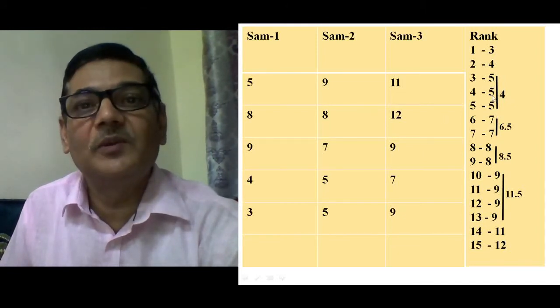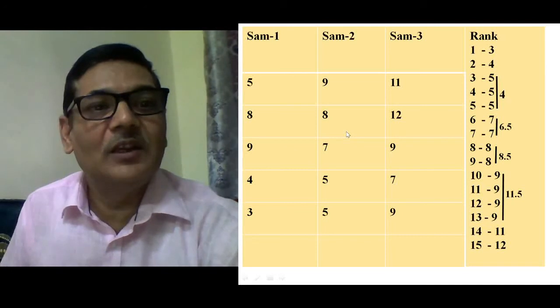So 5 is being written 3 times, and it will be ranked as 3, 4 and 5. But we have to take the average of this 3, 4, 5. That is 3 plus 4 plus 5 divided by 3, and it will come 4. So 5 will be ranked as 4.